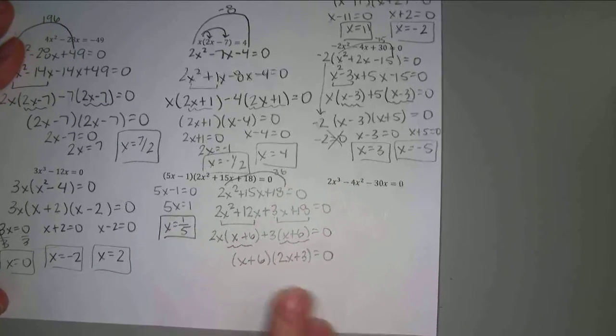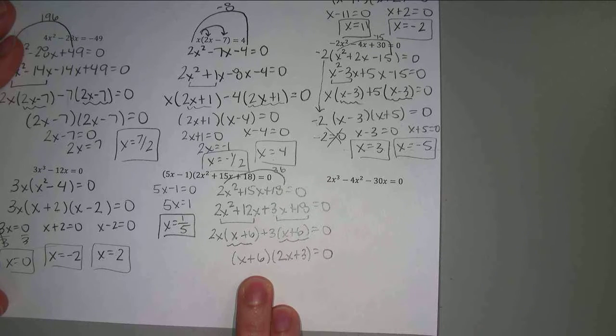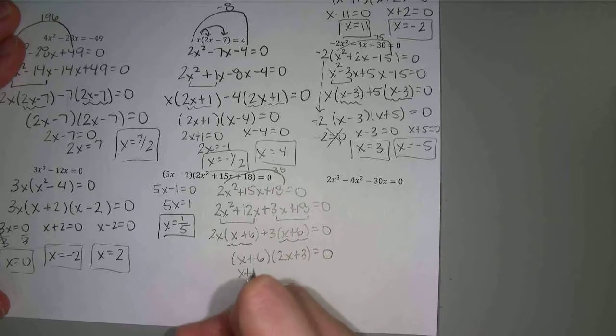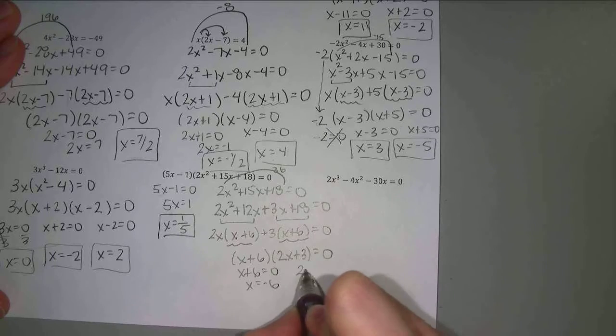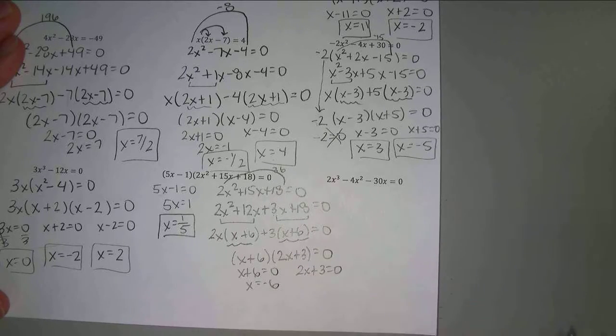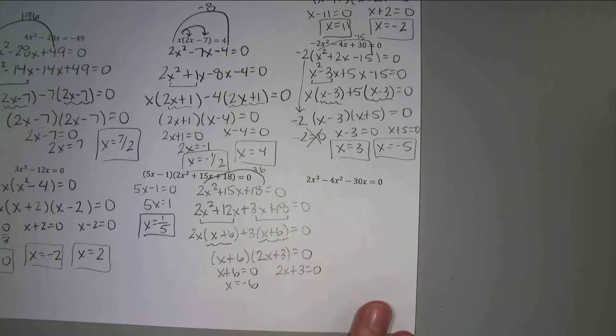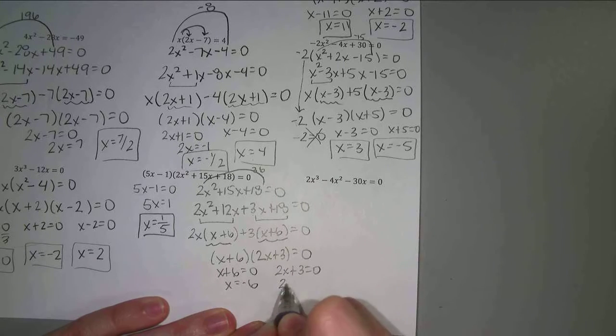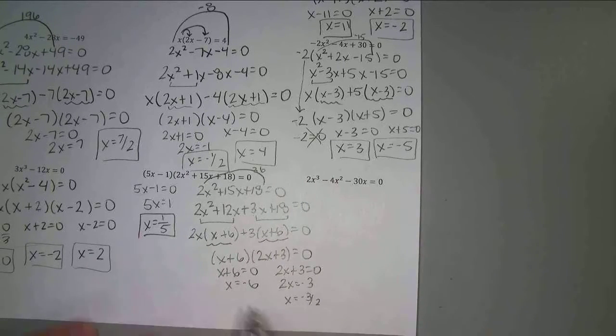And then down here, you'll just set each of those equal to 0. So you have x plus 6 equal to 0 gives you x equals negative 6. And then 2x plus 3 equal to 0, you got a little bit more work there, don't you? Move the 3 over to make it negative, and then divide by 2, so you get negative 3/2. Does that look okay?